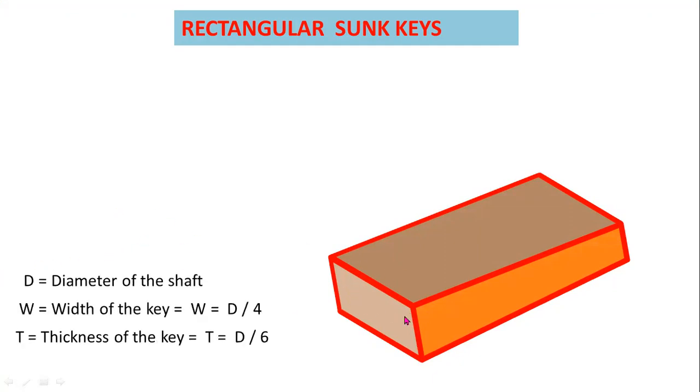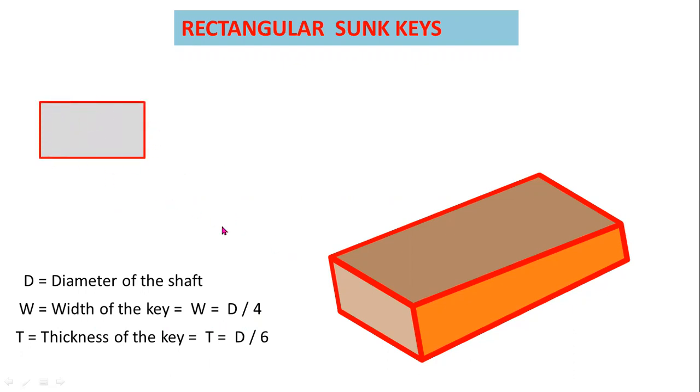This is a rectangular sunk key. Here capital D is the diameter of the shaft. So the size of the key always depends upon the diameter of the shaft. And here W is the width of the key, W equal D by 4, and T is the thickness of the key. So this is the cross-sectional view.